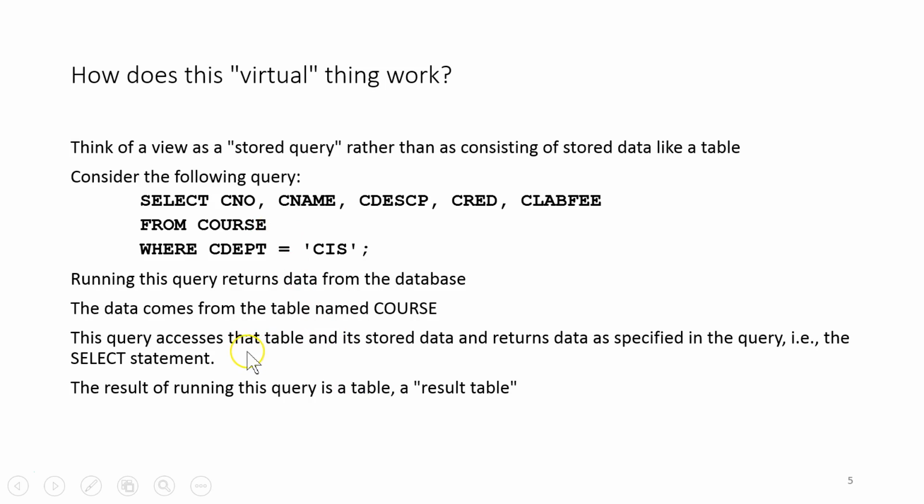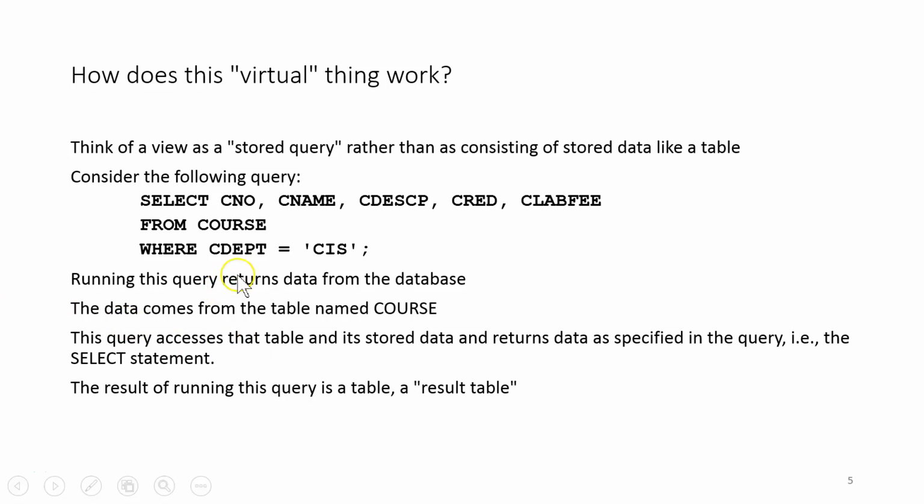So this query accesses the course table, and of course it's accessing its stored data and returns some of that data in our result table. Okay, that table is what we might consider to be virtual. Why would we consider that to be virtual?